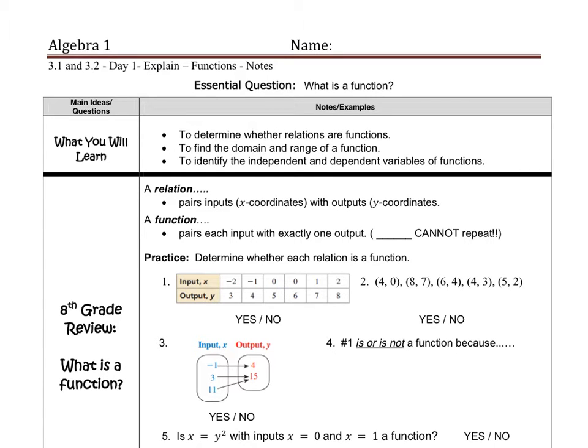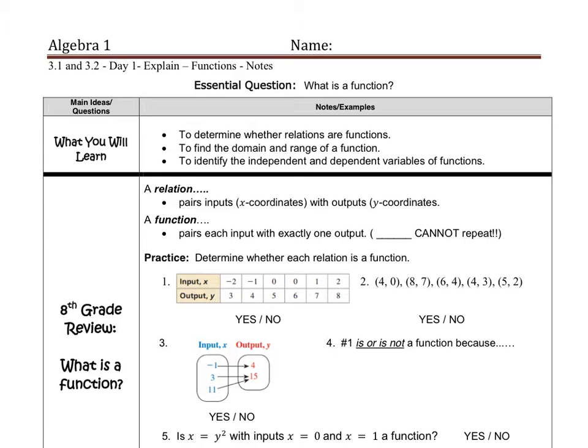Today we're both going to be reviewing what is a function, and then we're going to spend the rest of today learning about domain and range using discrete data. So first let's go back to our 8th grade review and talk about what is a function.